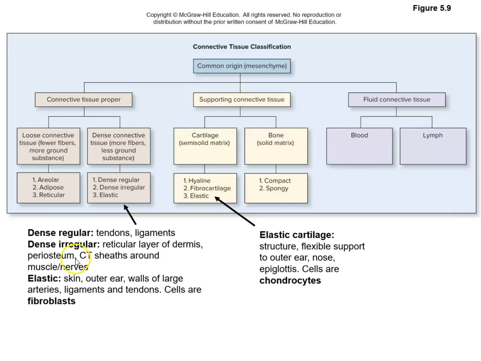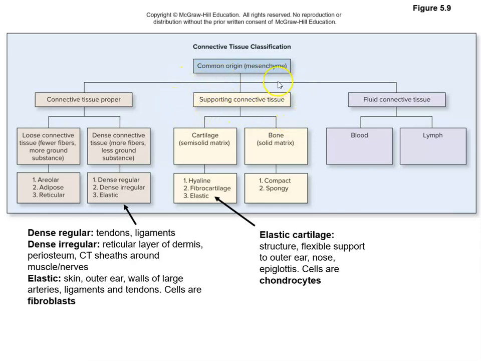The periosteum is just connective tissue around your bone, and there are connective tissue sheaths around muscles and nerves. So you'll see these are binding connective tissues. And then you've got elastic connective tissue, and this is going to be in your skin, your outer ear, and the walls of large arteries, as well as ligaments and tendons.